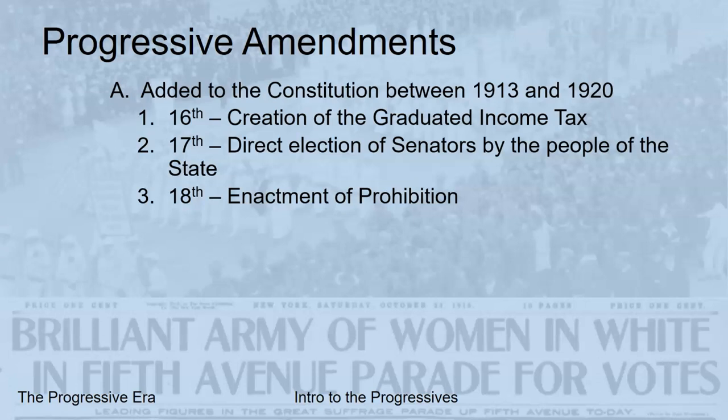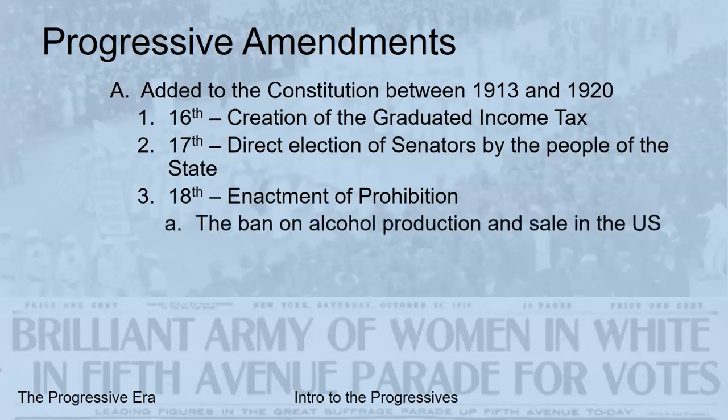The 18th Amendment, prohibition, the ban on the production and sale of alcohol in the United States. Okay, this was a big deal. We'll deal more with that and the repercussions of that in the 1920s. And then finally, they added the 19th Amendment, women's suffrage, women's right to vote. Something that women had been calling for since, at the very least, the middle of the 1800s.